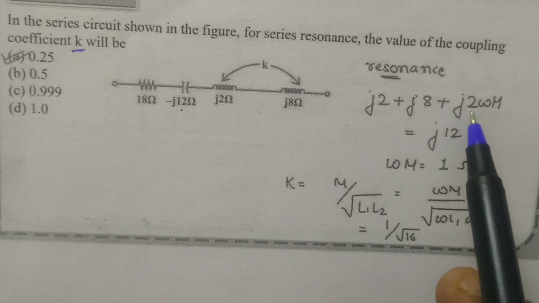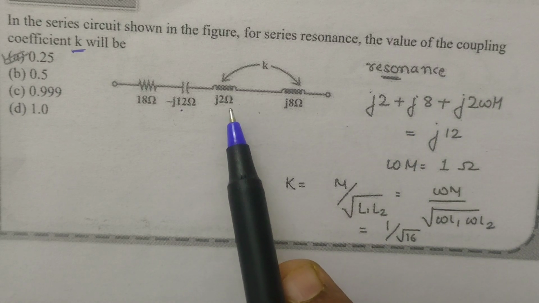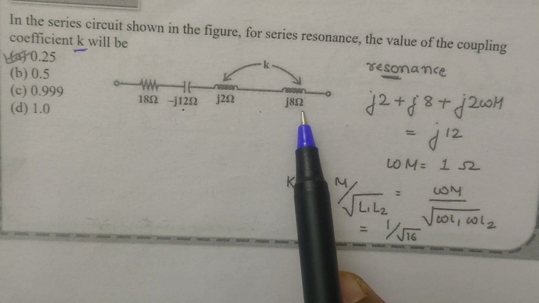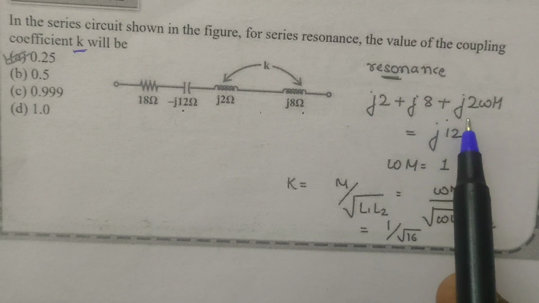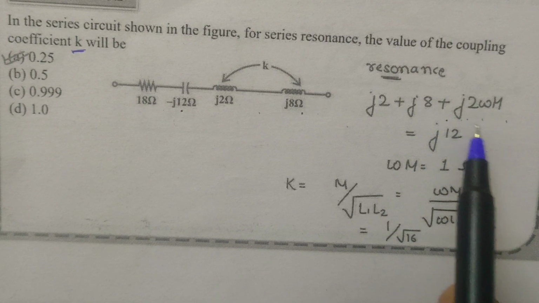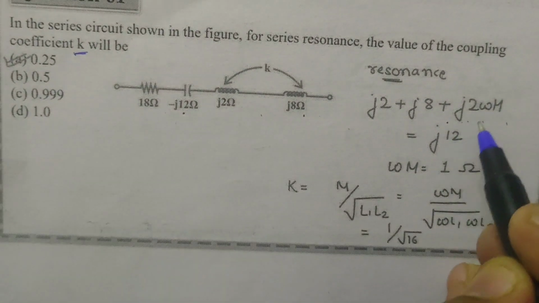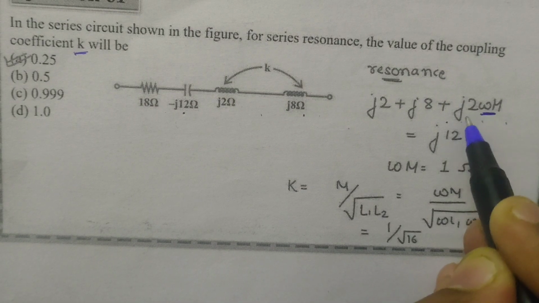And here L1 plus L2 plus J2 omega m you have to take here. You have to multiply omega m with 2.